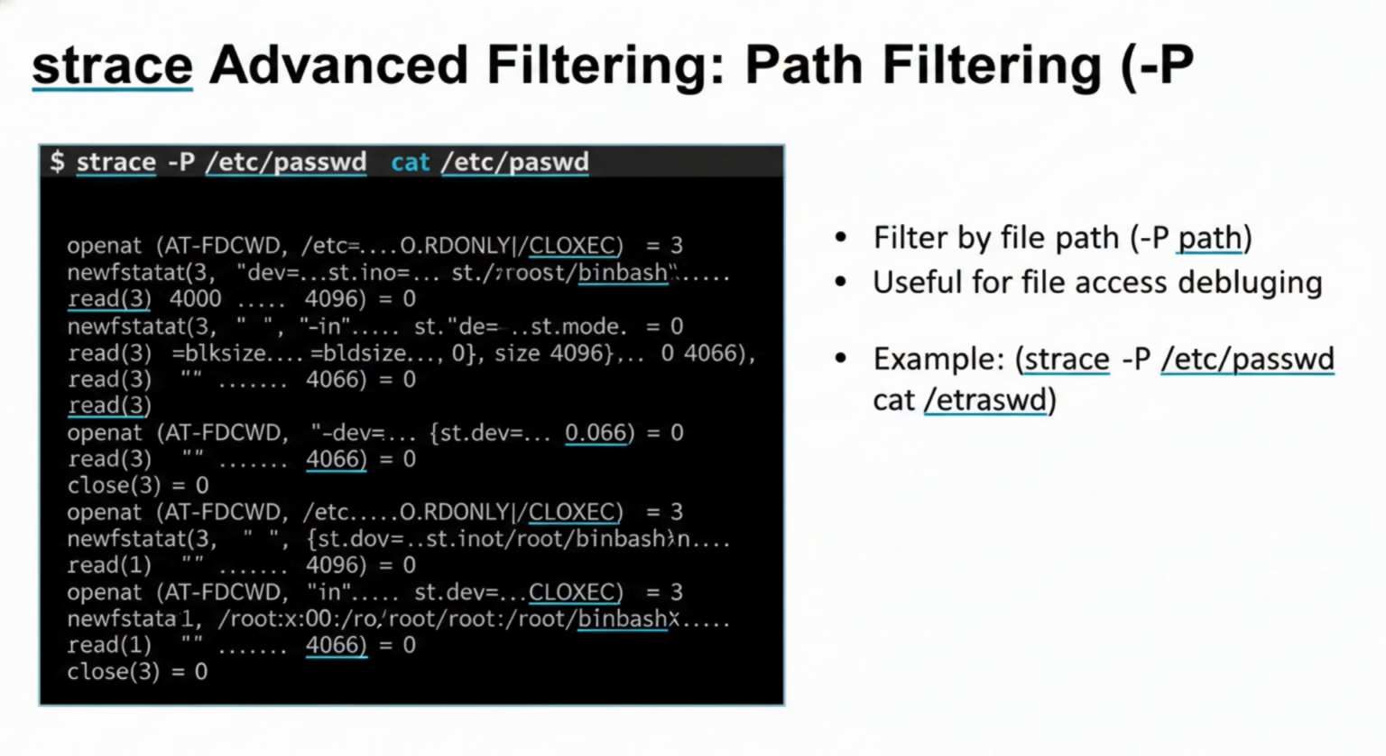For example, if you're trying to figure out why an application can't read a configuration file at /etc/app.conf, you could use strace -P /etc/app.conf your_app, to trace only interactions with that specific file.